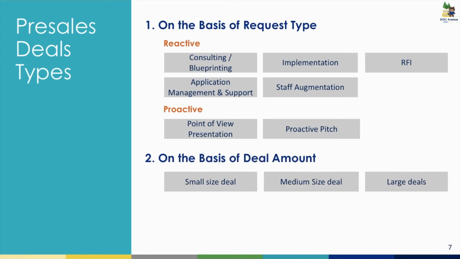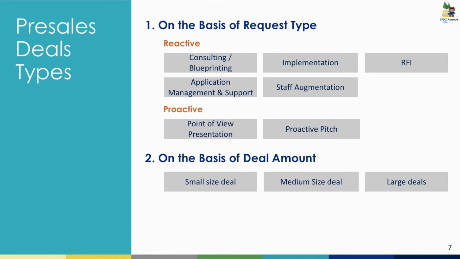Now, on the basis of deal amount, we can have a small size deal, medium size deal, and large size deal. This totally depends on organization to organization how they categorize the small, medium, and large deals. Typically, a small size deal can have a value of less than 400k USD. A medium size deal can have something around 400k to say 1 million or 1.2 million, and anything greater than 1.2 million or say 1.5 million is classified as a large deal.